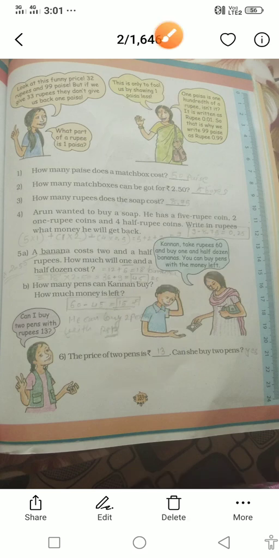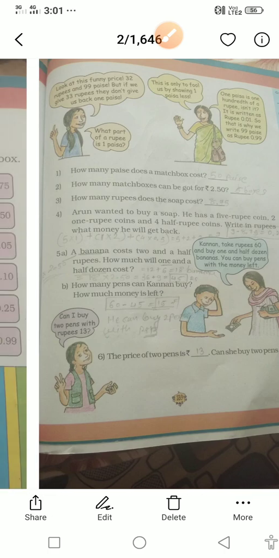Okay, see, I have everything written here. The price of 2 pens is 13 rupees. If he has 15 rupees, definitely he can buy 2 pens with 13 rupees.